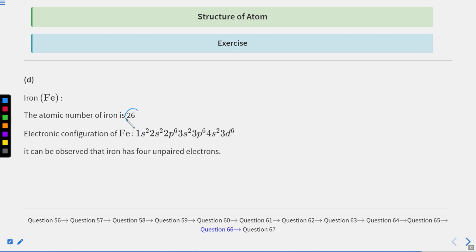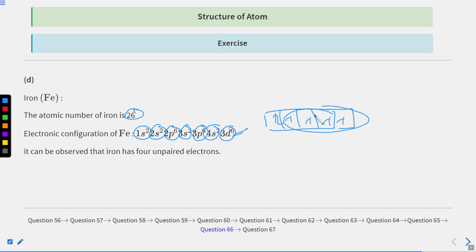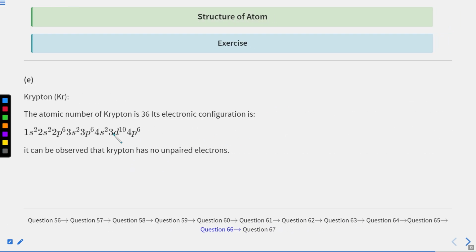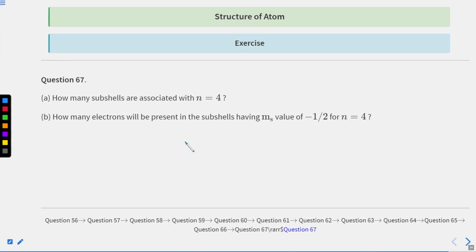Iron is 26. So 1s2, 2s2, 2p6, 3s2, 3p6, 4s2, 3d6. So how many unpaired electrons? If you just fill this one, 1, 2, 3, 4, 5, and then 6. That would give us 4 unpaired electrons. Next is krypton. In krypton, all the electrons are paired up. Okay. So therefore, it will contain no unpaired electrons.